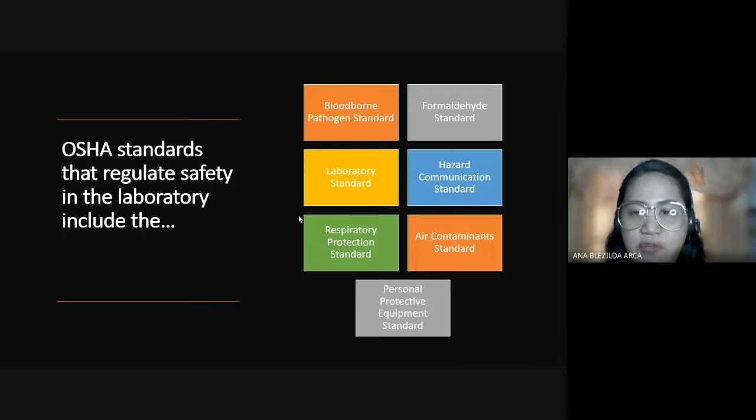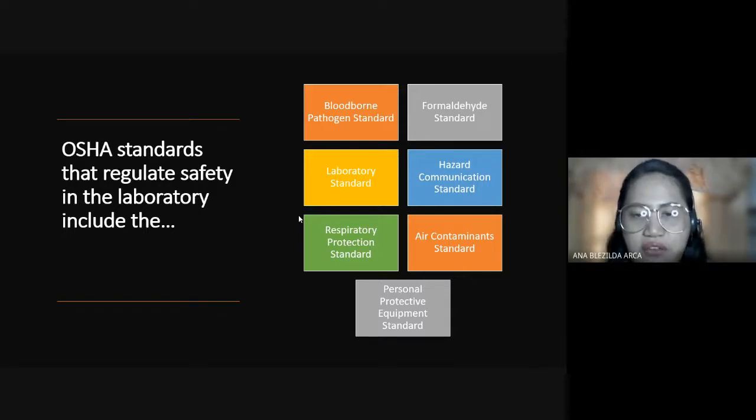When you say hazard communication standard, this is the standard on how to communicate or how to educate the people in the laboratory about the different hazards that they're going to encounter. For example, the laboratory manager can conduct a meeting for the laboratory personnel to orient them regarding the different hazards that they're going to encounter and how to avoid them. 'Di ba? That's an example of a hazard communication standard.